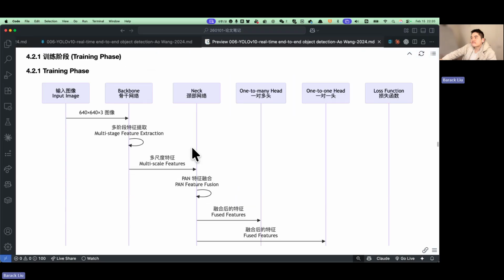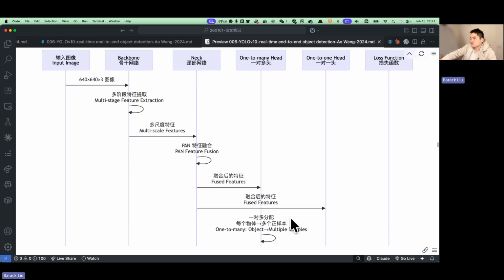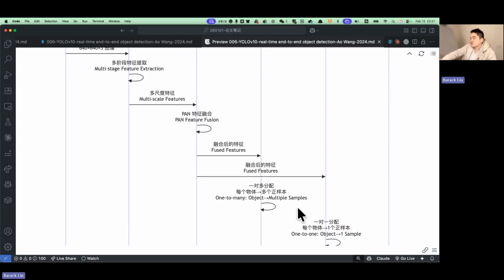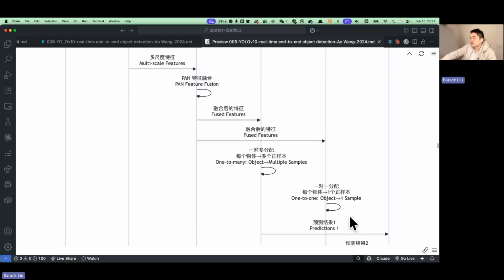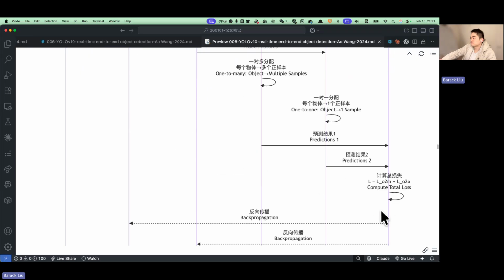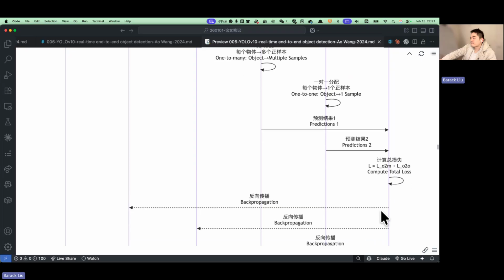Pipeline. Input image. Multi-stage feature extraction. Multi-scale feature fusion. Fuse the features. One-to-many: objects to multiple samples. One-to-one: object to one sample. Predictions. Backpropagation.